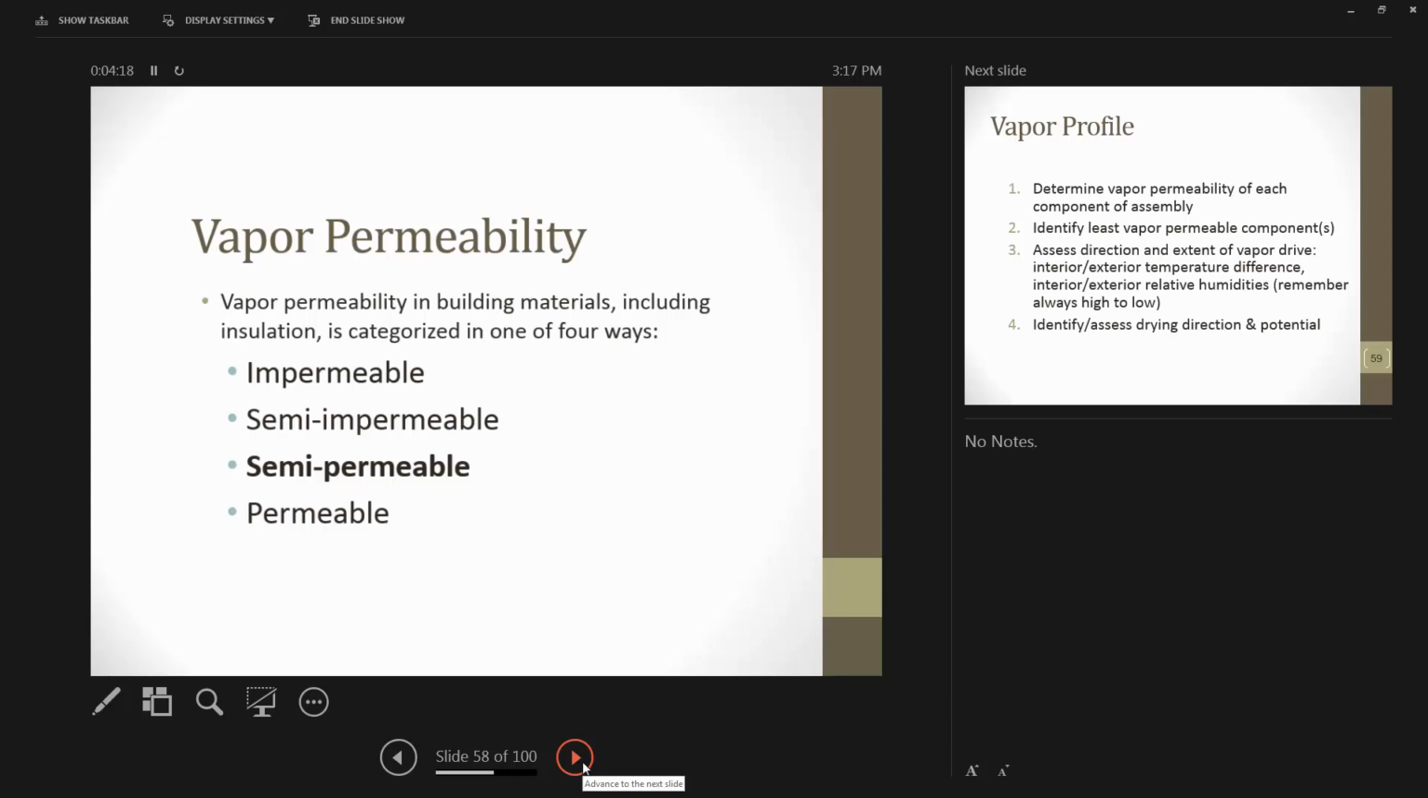And so the first thing we talk about is the permeability of the materials and the permeability of the assembly. Building materials are categorized in 4 different ways: impermeable, semi-impermeable, semi-permeable, and permeable, and it's all in the amount of moisture vapor that they will allow to pass through. And they're rated in what they then call perms, and anything that's got 0.1 perm or less is considered vapor impermeable, but anything greater than that, moisture vapor will pass through to some level or another.